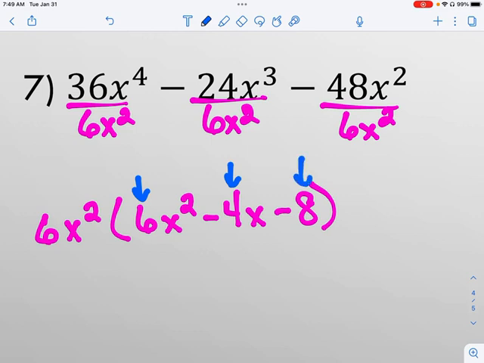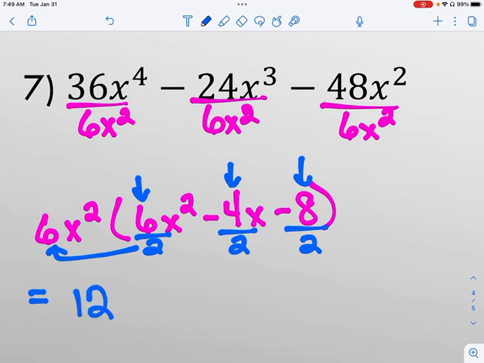Now, I want you to take a look at what's left inside. Do 6, 4, and 8 have anything in common? And the answer, hopefully you notice, is yes. They all can be divided by 2. So I need to take this further. What that means is I took out a common factor, just not the greatest common factor. So we take the 2 and times it by the 6, and that gives me a 12. So my greatest common factor should have been 12x squared.